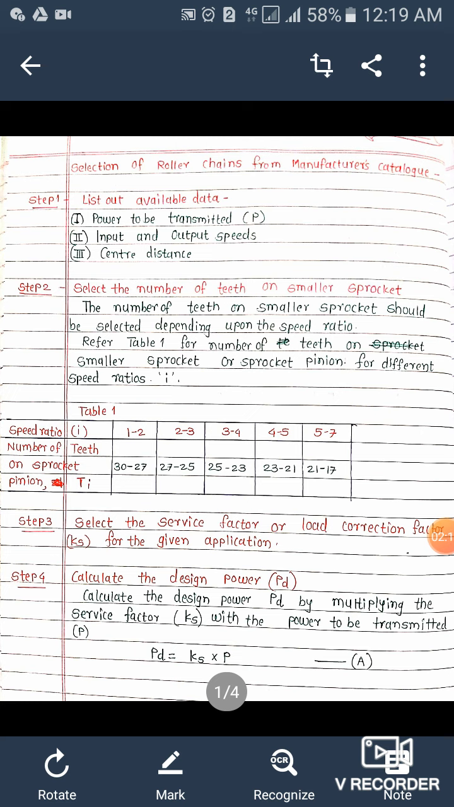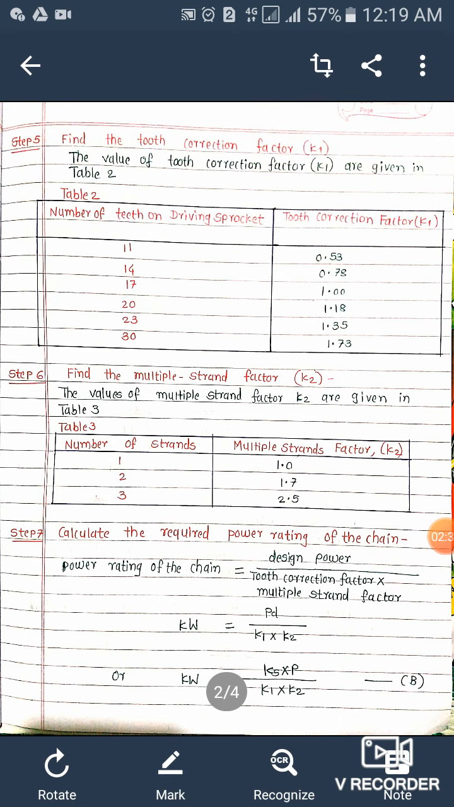Step 4 is to calculate the design power, that is PD. Calculate the design power PD by multiplying the service factor Ks with the power to be transmitted P. So the equation is PD is equal to Ks into P. This is equation number A. After this, step number 5 is to find the tooth correction factor, that is K1.